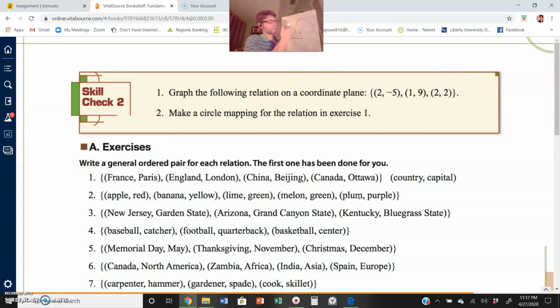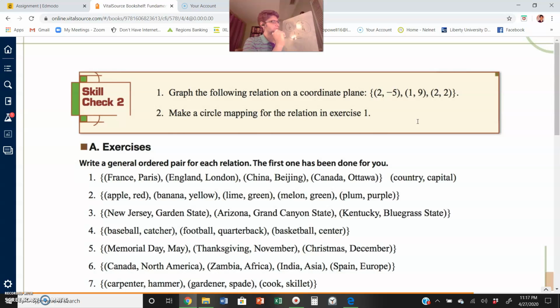So remember, x's and y's. Let's list the x's in order, from smallest to biggest: we have 1 and then 2. Notice I only wrote 2 once. If you ever have x's that repeat, we have a 2 here, we have a 2 here, we only write it once. So then let's put in our y's. From smallest to biggest, we have -5, we have 2, we have 9.